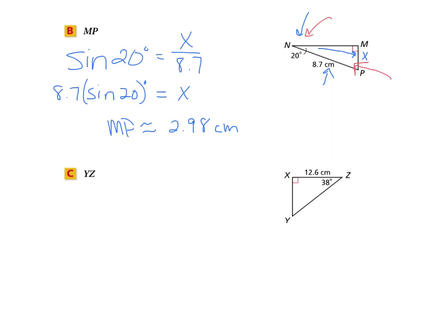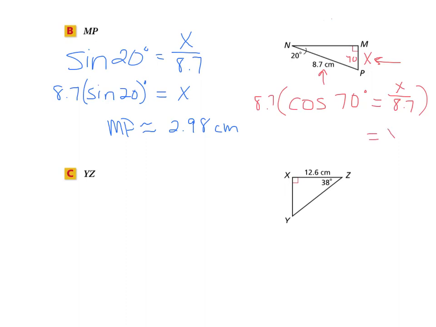If you actually did this, let's say I put a 70 degrees here. So now I look at this and say, I want to find x. And I have from 70 degrees, the adjacent and the hypotenuse. And I use cosine. You did cosine of 70 degrees equals adjacent, which is x, over the hypotenuse, which is 8.7. You multiply both sides by 8.7, and you took 8.7 times the cosine of 70 degrees. You're going to get the exact same answer. So there are multiple ways to do this.